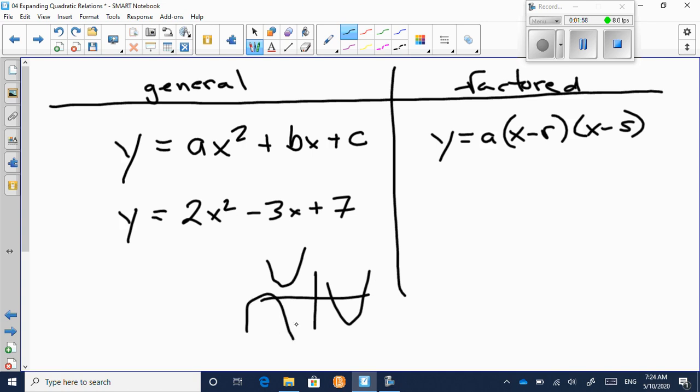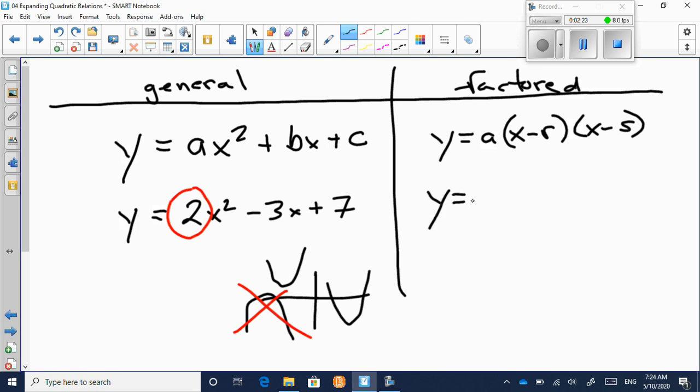Now, we know that it's not this last one, based on our last lesson, because if it was facing down, this first a would be negative, and so I know that it's actually not that one, but I don't really know where this parabola is right now.